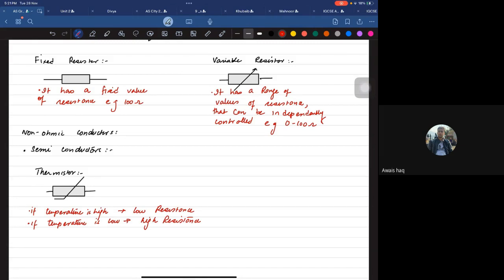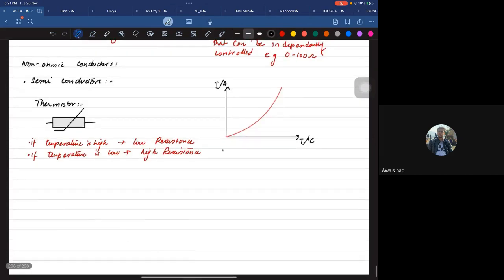This is the reason that there will be two kinds of graphs they're going to give you. You guys should remember that. If they give you current versus temperature, then this graph would look something like this. Current would rapidly increase as the temperature increases. And if they give you resistance and temperature, then it would decrease like this. It's inversely proportional.